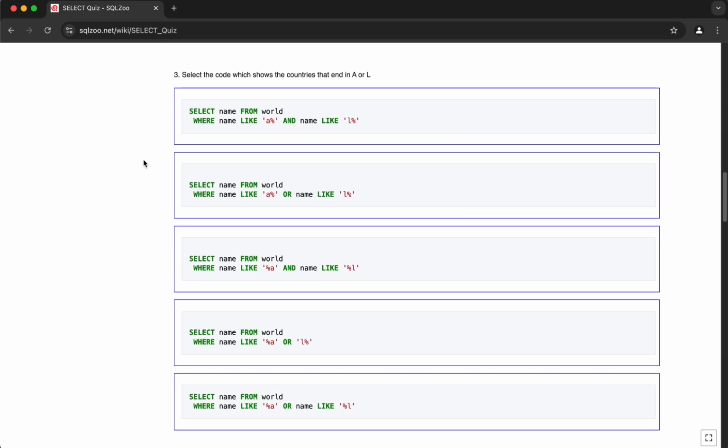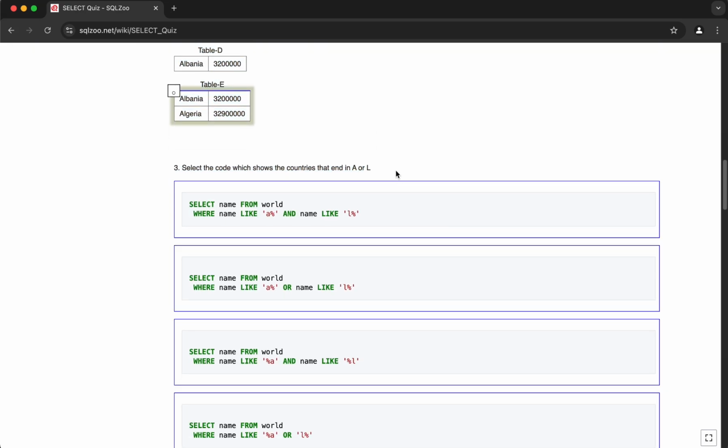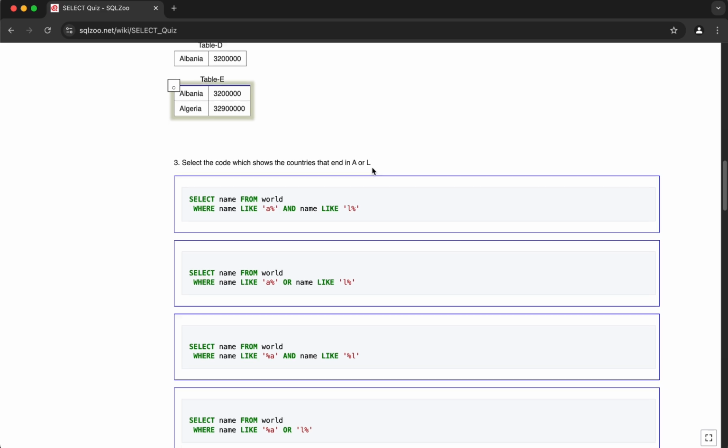Let's go to question number 3, and it asks us, select the code which shows the countries that end in A or L. This is very important to look at right here. It's asking us if they end in A or L, not A and L, because a word can't end in 2 letters. It can only end in 1 letter, so it's either or.